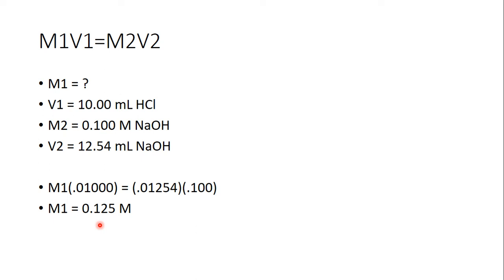You could also use the train track method to solve this. In fact, I would encourage you to do that when you're working with diprotic and triprotic acids, because this M1V1, M2V2 doesn't quite work when you're using diprotic and triprotic acids. And there you want to use the train track method, which I hope everyone is familiar with by this time in the course. But for monoprotic acid, you can use the dilution equation for titrations.